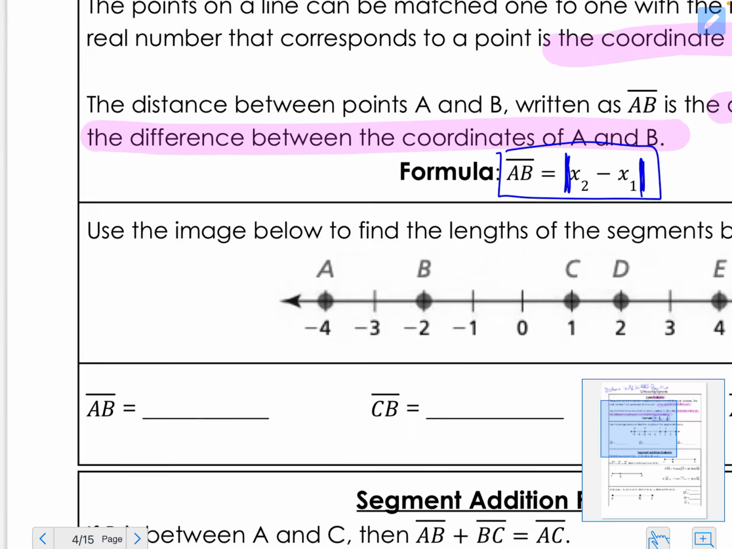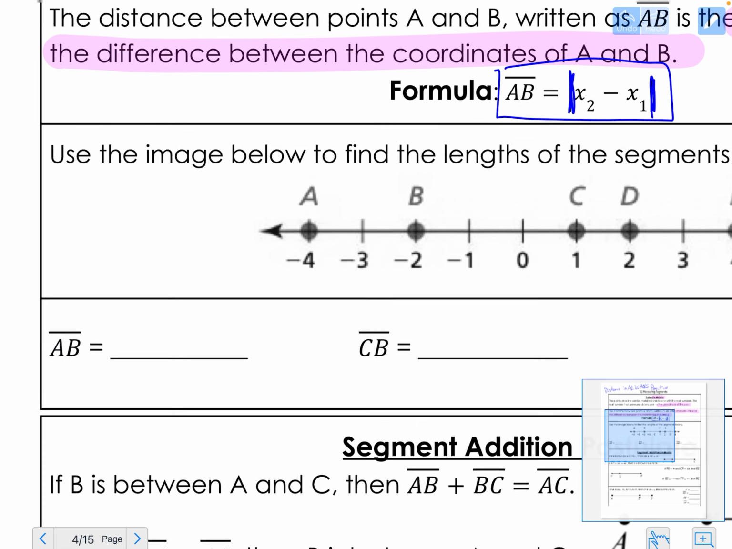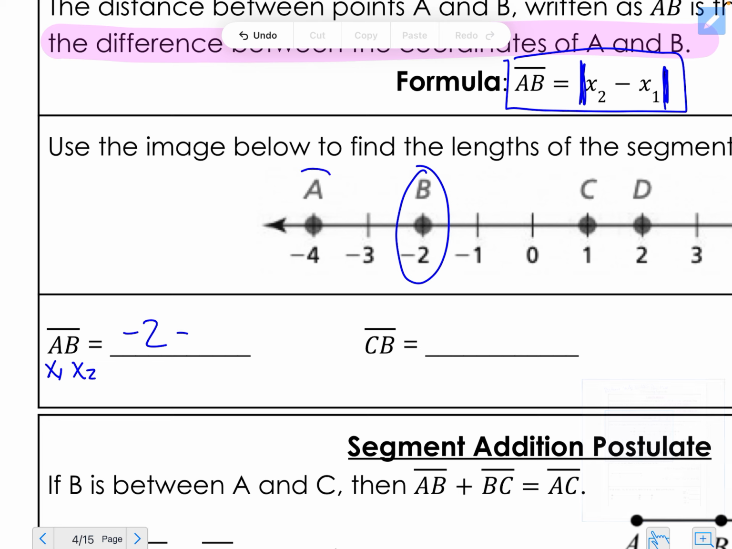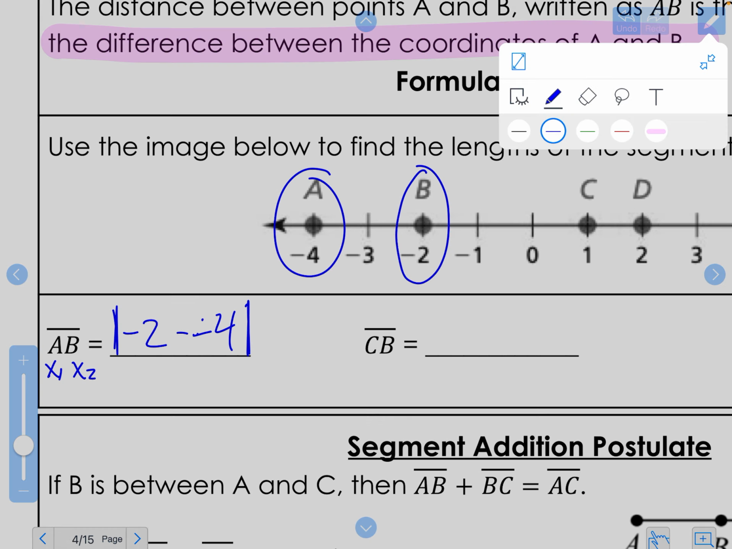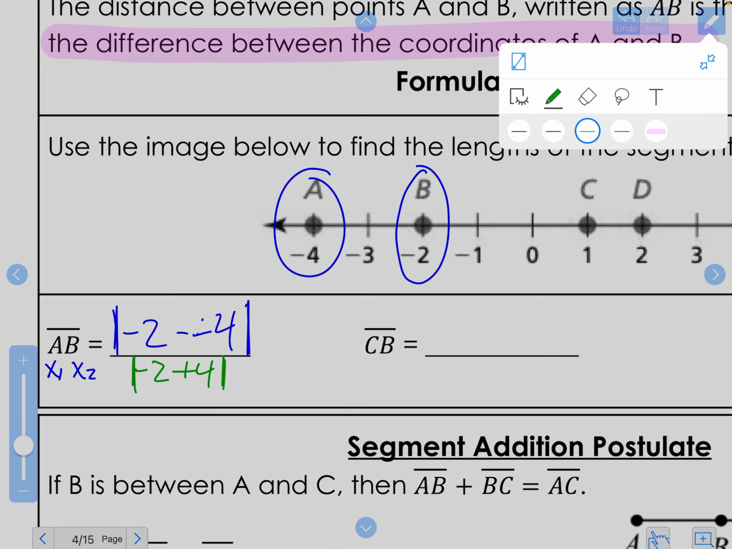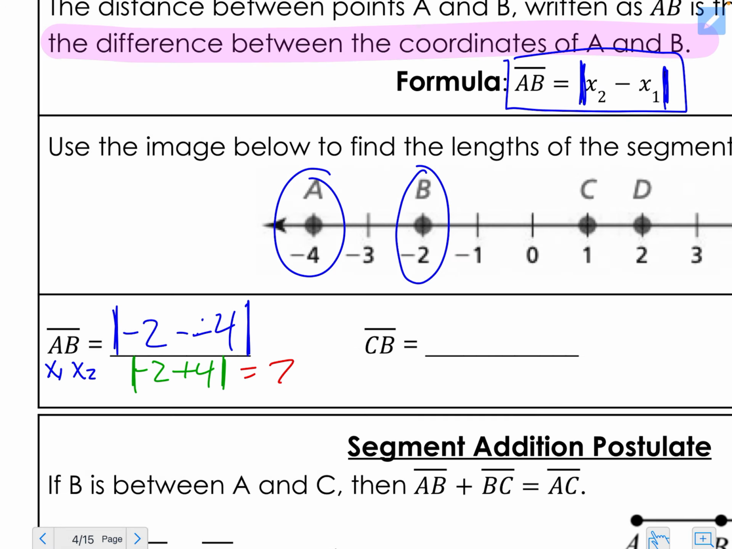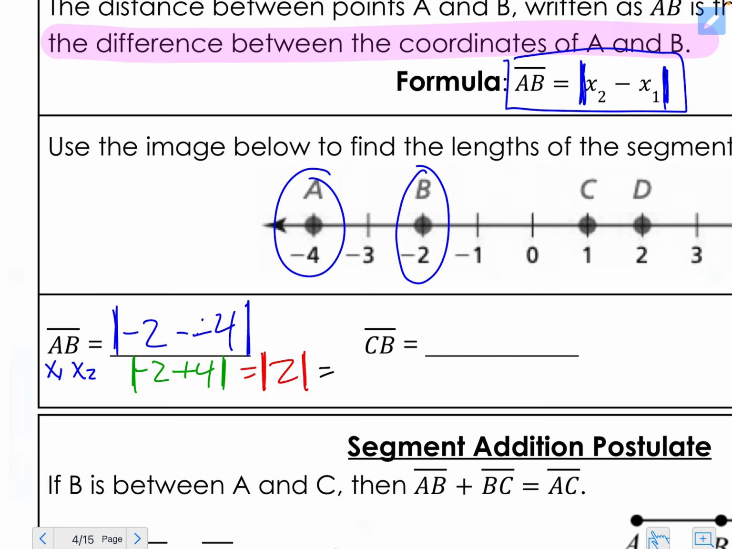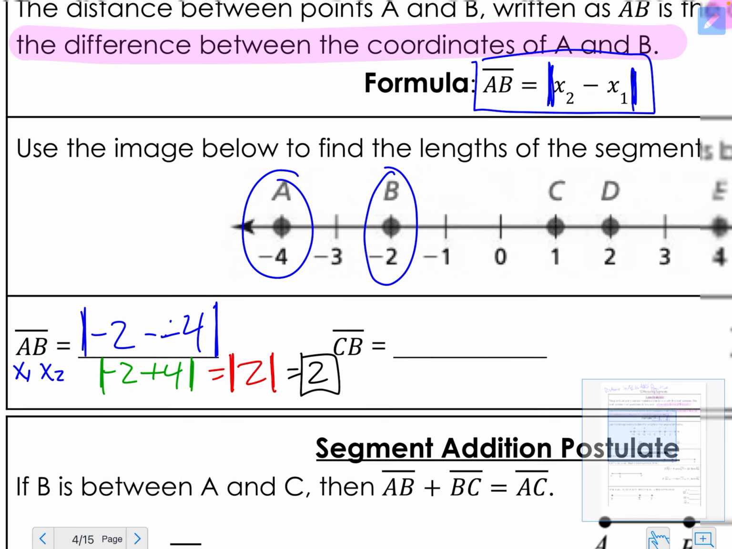So if we're given line segment AB, let me move this. A is going to be x1, B is going to be x2. So I'm going to find B on my number line and write -2. My equation tells me to write minus, and then I'm going to write A, my x1, -4. I'm going to put them in our absolute value markers. A negative becomes a positive, so -2 plus 4 is what the problem becomes, and -2 plus 4 equals 2. And then anything inside our absolute value becomes positive, so our answer is 2.